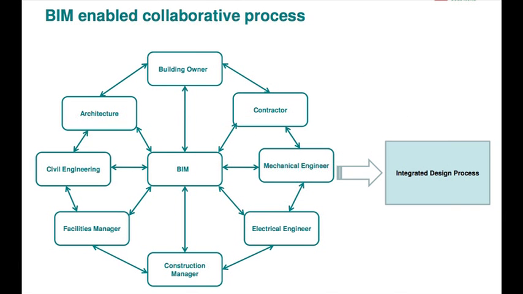So what BIM does, within a BIM-enabled collaborative approach to design, it's fundamentally different from a traditional design approach because the information exists in a centralised location and it's available to all members of the design team, the client, the owner, the contractors can all access that information. So it means that the information is much more readily available, it's up to date and it's correct.